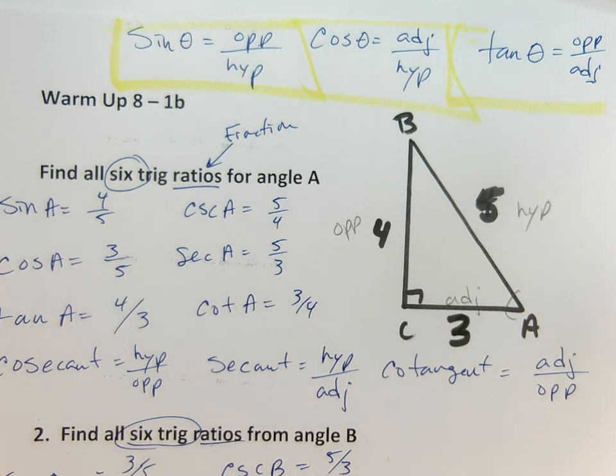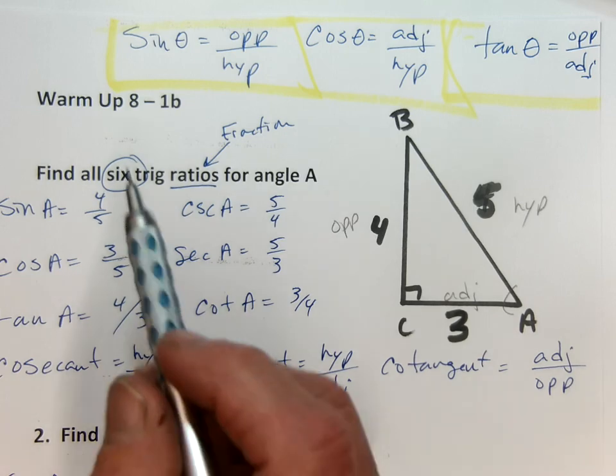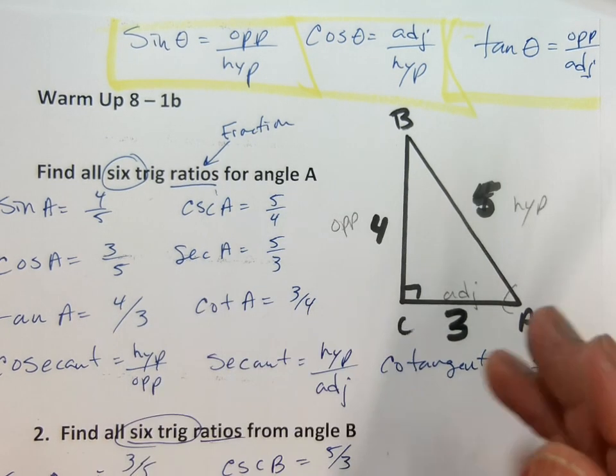Okay, everybody, this is a review of right triangle trig, which you learned in geometry, but that's okay. We're going to review it anyway. So here we go. On our warm-up, we talked about finding all 6 ratios for angle A.